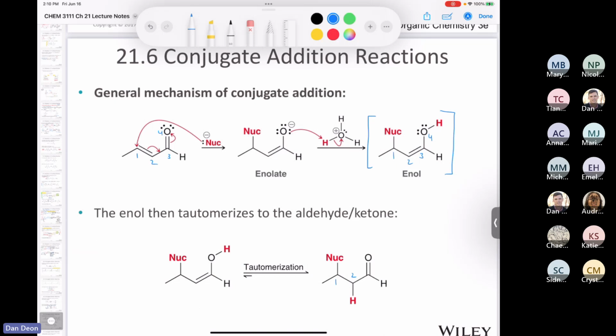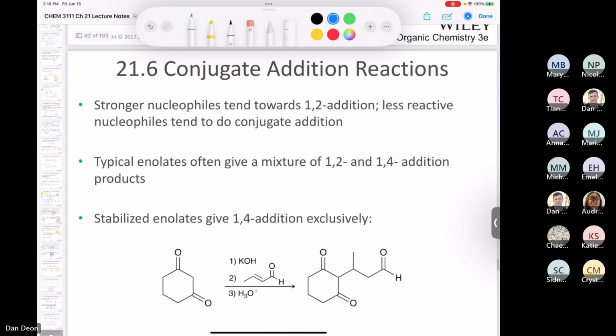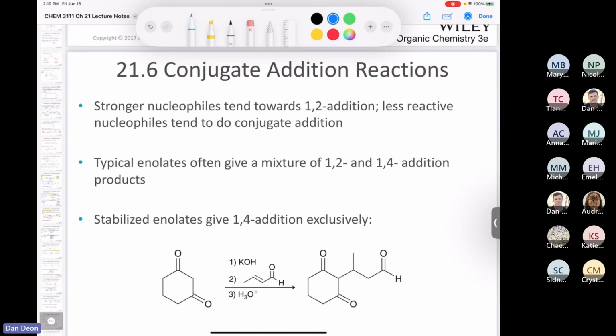All right, so conjugate addition is in fact 1,4, but after tautomerization, it appears to be a 1,2 addition. But we don't consider the tautomerization as part of that conjugate addition. So going back, if we think about Grignards, stronger nucleophiles, a Grignard is going to do a 1,2 addition, whereas a less reactive nucleophile, like a Gilman reagent, is going to do a 1,4 addition or a conjugate addition.